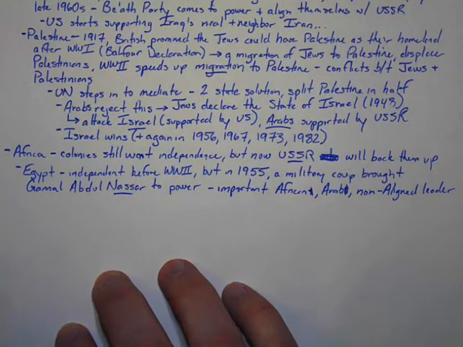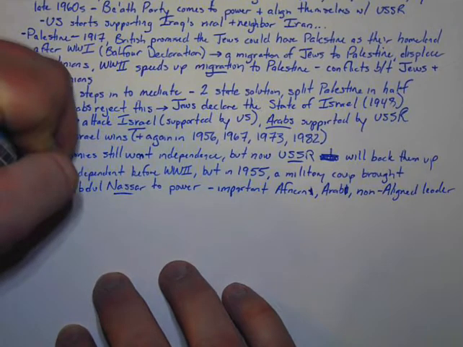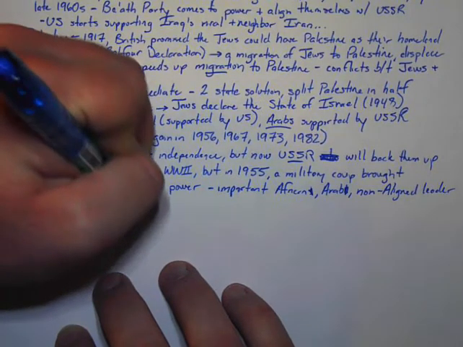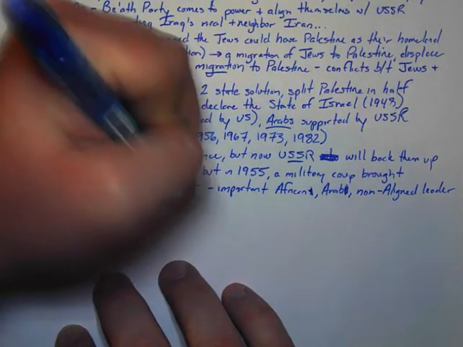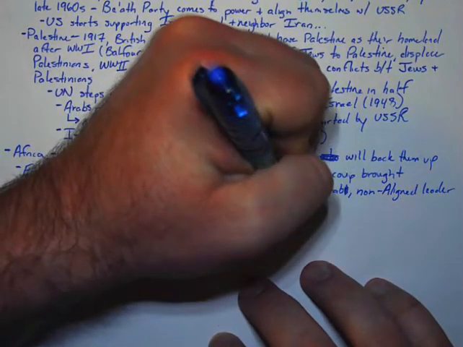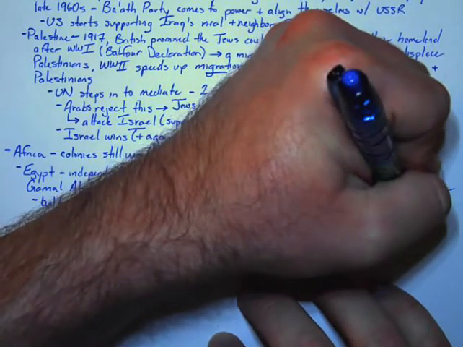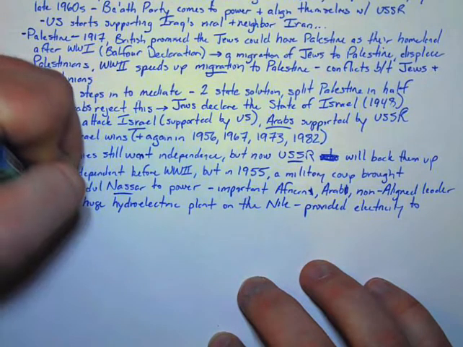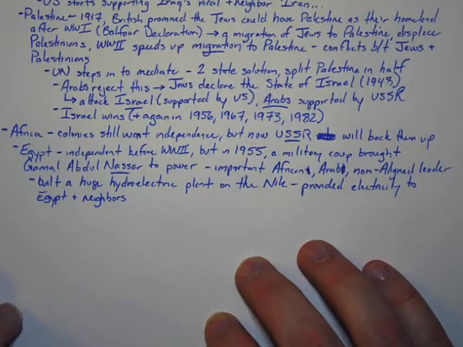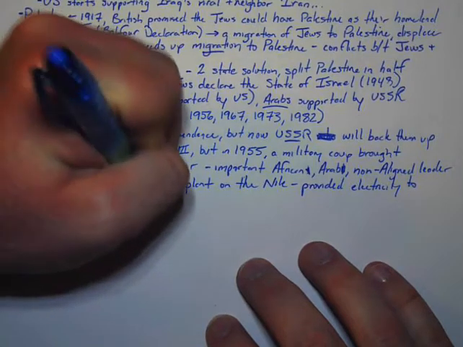He does a number of important things, one of which is going to call back to something we talked about at the very, very beginning of all of this stuff. He built, or had built, a huge hydroelectric plant on the Nile. And this provided electricity to Egypt and their neighbors. But it did stop the Nile flooding.